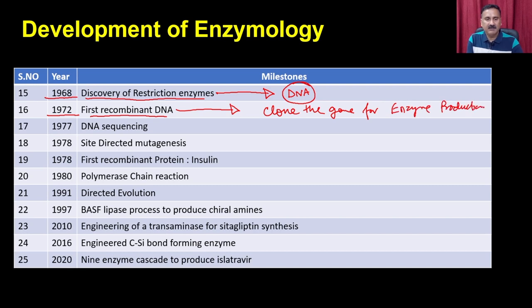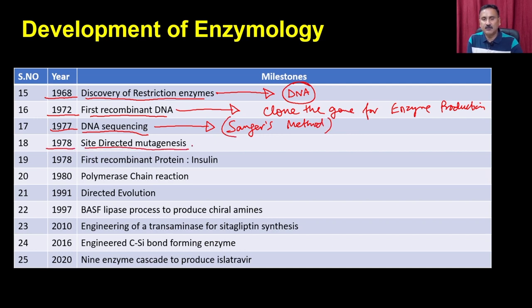And then in 1977, people developed the technique of DNA sequencing, right? You know that, Sanger's method, right? Sanger's DNA sequencing method, for which Sanger actually got the Nobel Prize. And then in the year 1978, site-directed mutagenesis was developed.